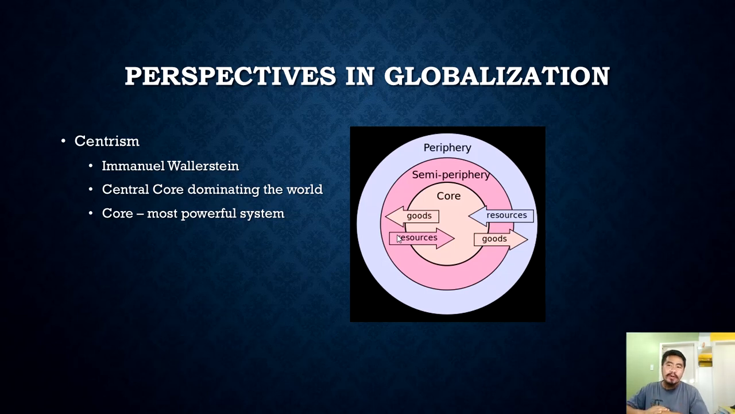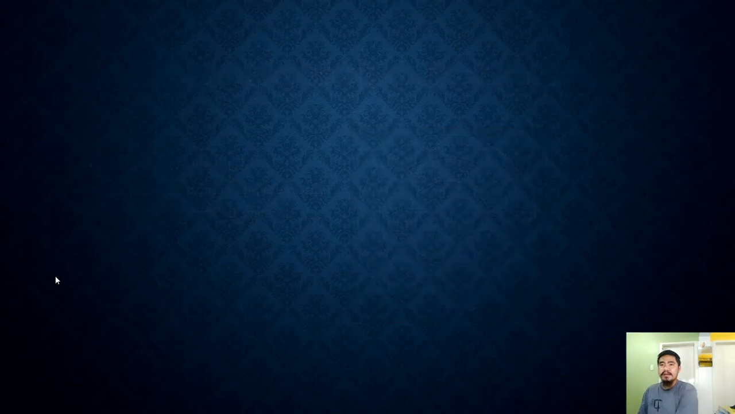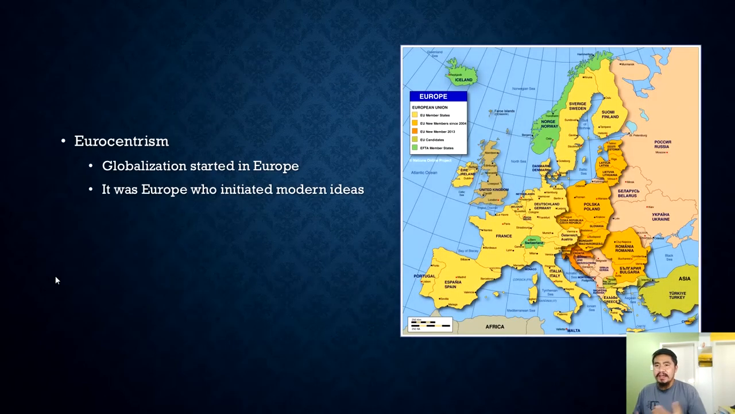So this is now your core, semi-periphery, and periphery. Now also, you could distinguish this as your first world country, the core, semi-periphery as your second world country, and your periphery as your third world country. Or even developed, developing, undeveloped. These are different classifications when we look into world systems. Going forward, I hope you got it.